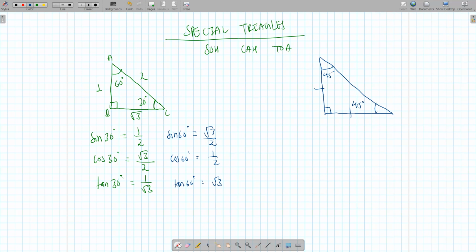So in this triangle, if this side is 1 unit in length, what's going to be this side's length? Also 1. Yes, good. Now the question is, what is going to be the hypotenuse? It is not going to be a 2. It is not 1. It's not 2. Can you tell me what the hypotenuse is? You get 10 points. Use Pythagoras theorem.